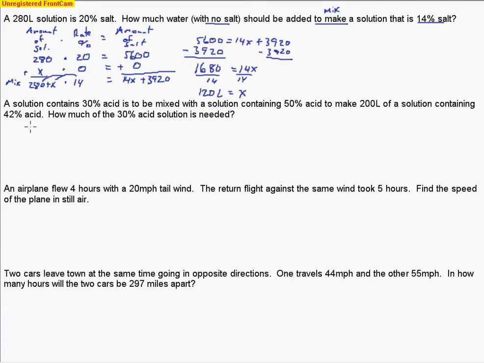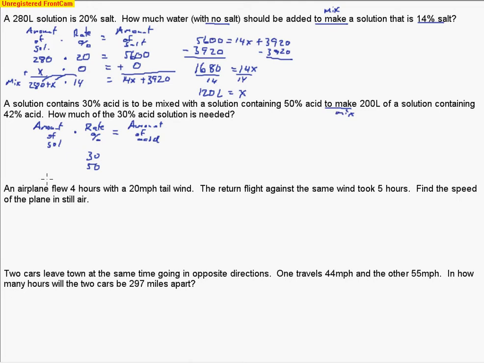The next problem is the same sort of thing, except instead of a salt mixture, it's going to be an acid mixture. So I do the same sort of setup. It's an amount of solution, multiplied by a rate, and that rate is a percentage, again, of acid, and it's going to equal an amount of acid. Then I fill in my chart. A solution containing 30% acid is to be mixed with a solution containing 50% acid. So we have a low percentage and a high percentage, and then we get that key phrase again, to make, which tells me now I'm dealing with the mix.